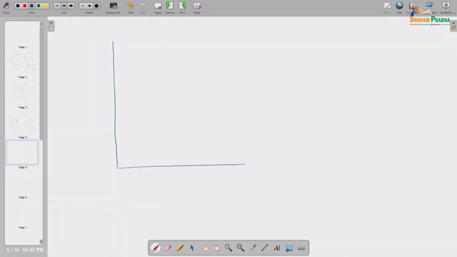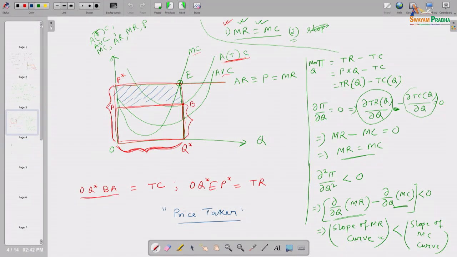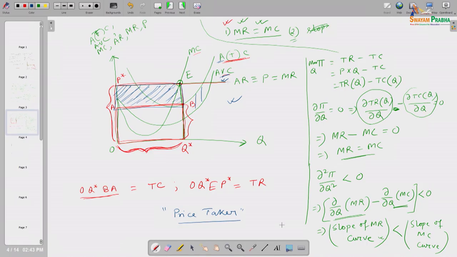So, let us draw another diagram. In the earlier diagram, the producer is getting this rectangular area of positive profit. This is the short run equilibrium of that producer. What guarantees that it is a short run case? Look, average total cost and average variable cost are two different curves. The vertical gap between them is the average fixed cost, so there is some total fixed cost, because average fixed cost is positive. Since the average total cost curve is different from the average variable cost curve, this is definitely a short run case. In this short run case, if this is the price line, the producer is getting some positive profit.